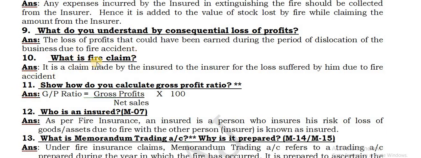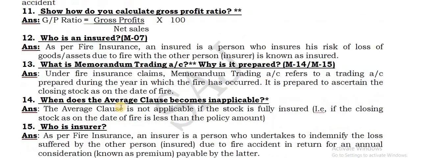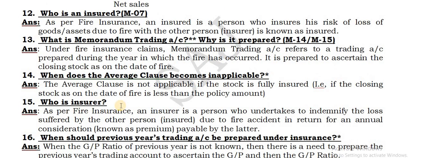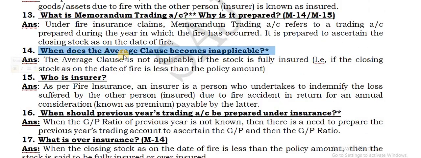Then what is a fire claim? It is a claim made by the insured to the insurer for the loss suffered by him due to the fire accident. And the other things, I hope these are all simple. For all of these there is only one answer. When does the average clause become applicable? When is it being applied? I have been telling you this, but it is just a different way of asking the question.